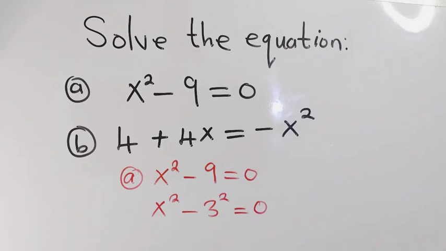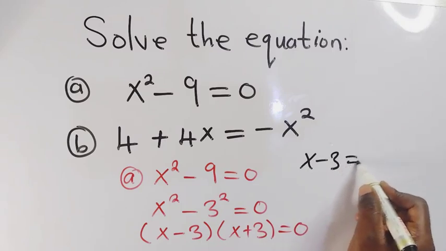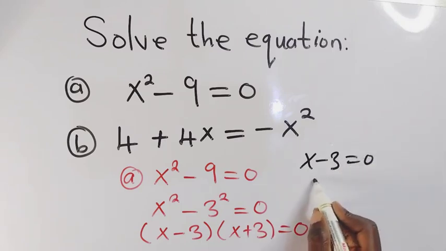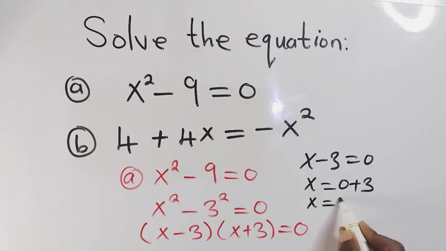Then from there we have noticed that this is the difference of two squares, which can be written as x minus 3 times x plus 3 equal to 0. So I hope it's clear. We are going to get the first bracket: x minus 3 equal to 0. So x is equal to 0 plus 3. X is equal to 3. This is our first value of x.